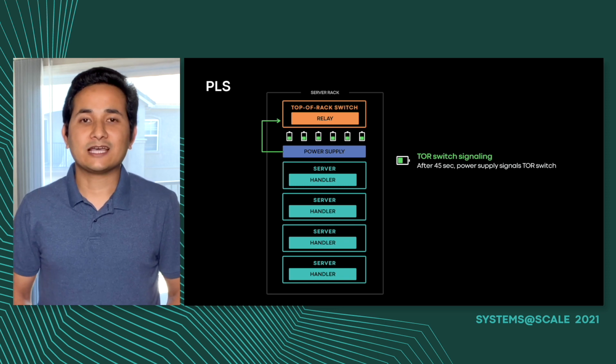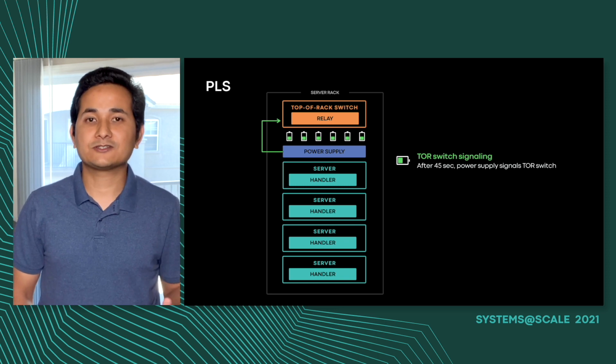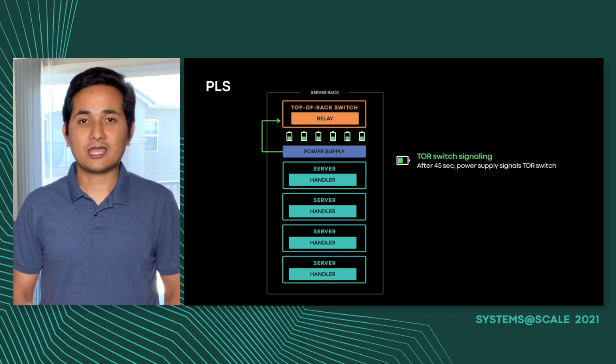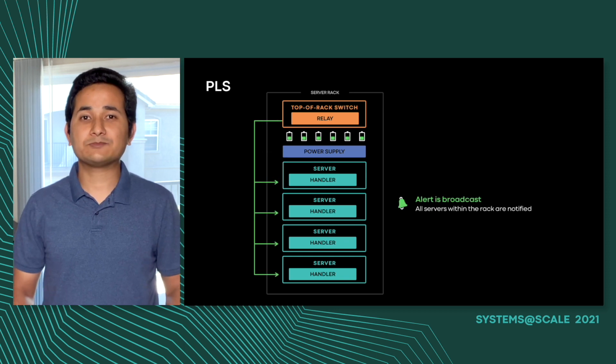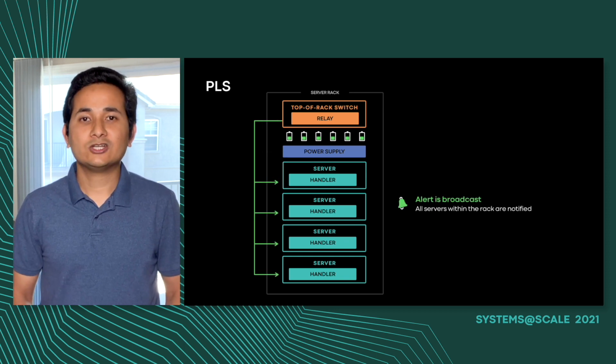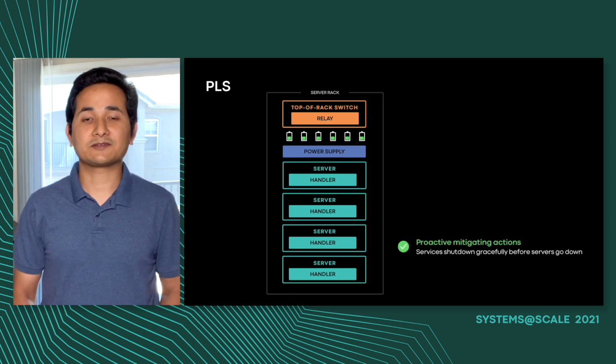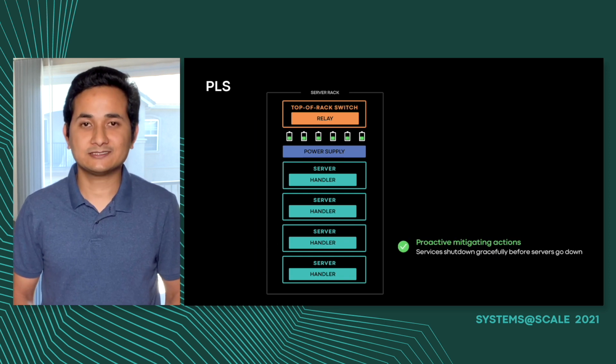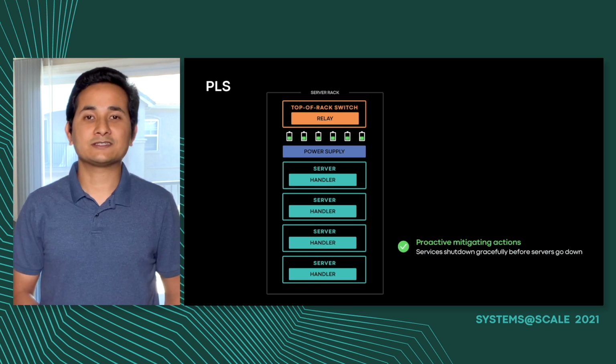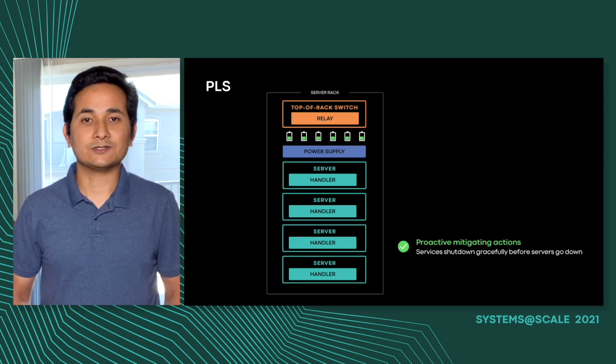The relay daemon that's running on the top of rack switch is continuously monitoring for this signal, and once it receives it, it immediately broadcasts that signal to all the servers within the rack. The handler daemon that's listening for these alerts picks it up and executes mitigation handlers that are specific to services that run on these servers. Finally, the services then take proactive mitigating actions and gracefully shut down before the servers go down.